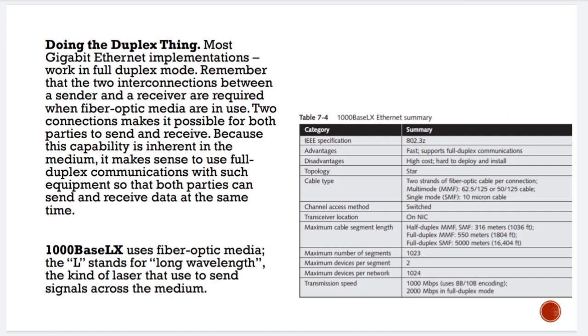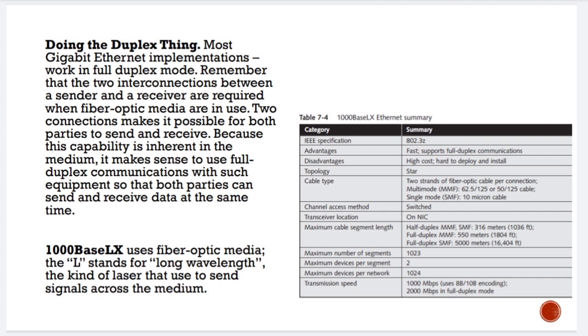Duplexing. Most Gigabit Ethernet implementations work in full duplex mode. Remember that two interconnections between a sender and receiver are required when fiber optic media are in use. Two connections make it possible for both parties to send and receive. Because this capability is inherent in the medium, it makes sense to use full duplex communication with such equipment, so both parties can send and receive data at the same time.